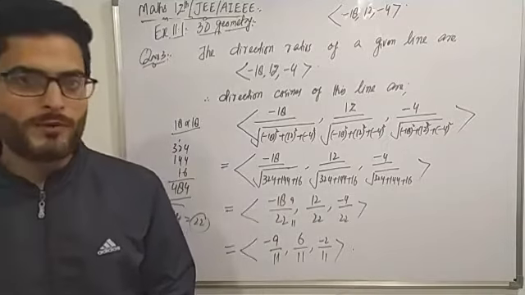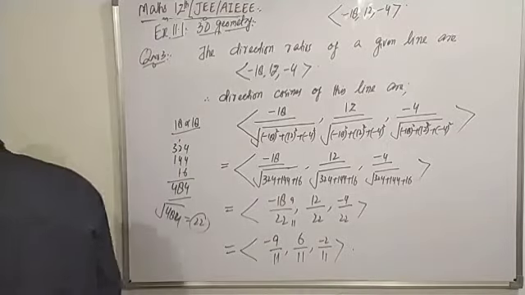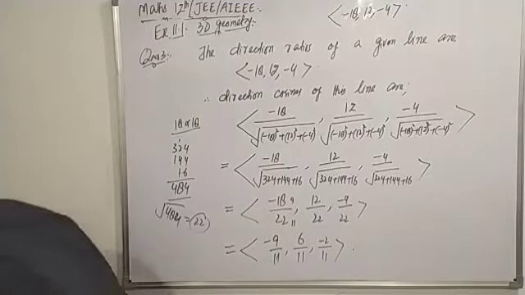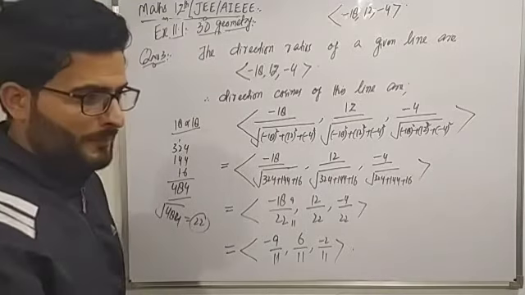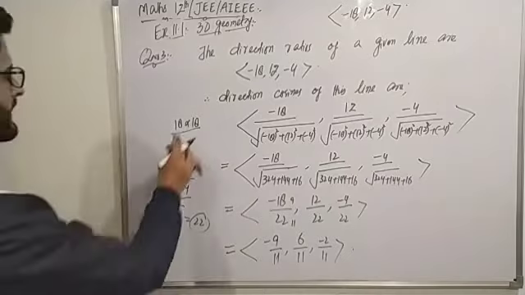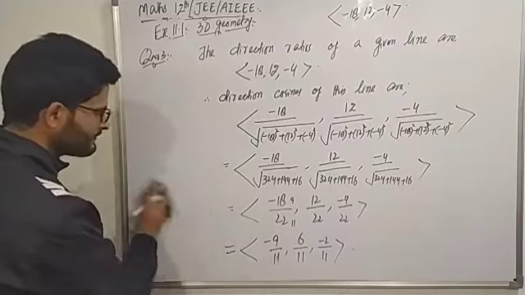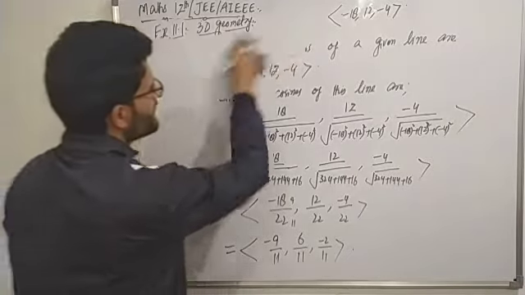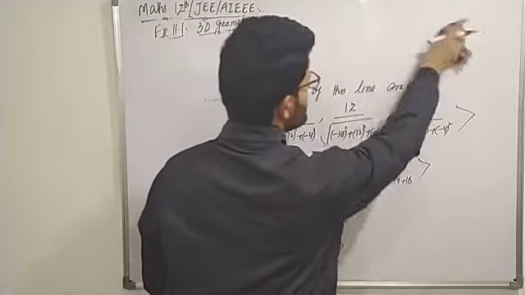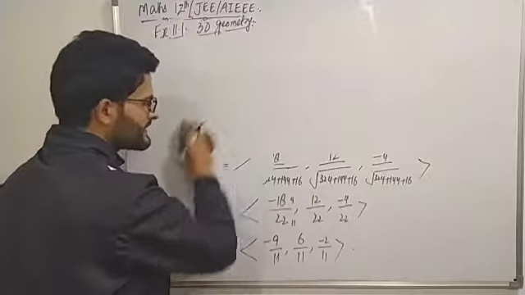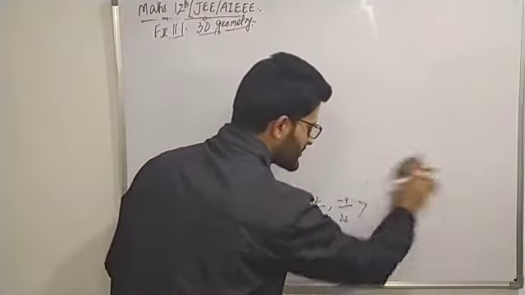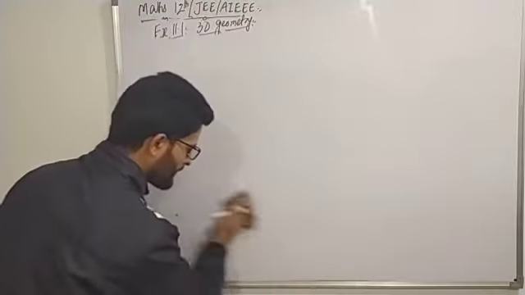Now we are on question number 4 of this exercise, and in that question we have to prove that 3 points are collinear. In question number 4 we have 3 given points, and we need to prove that all the 3 points are collinear, means they are lying on the same straight line.